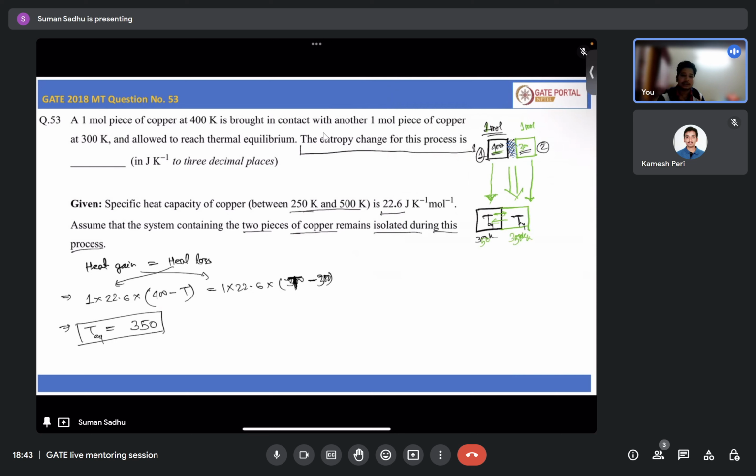So what is the expression for the thermal entropy? Delta S with temperature, how can we write? N into Cp into ln T2 by T1, right? Because you know delta S is nothing but dH by T, and dH is n Cp dT. So dH by T, if you integrate from T1 to T2, you should get n Cp into ln of T2 by T1. Is it clear?